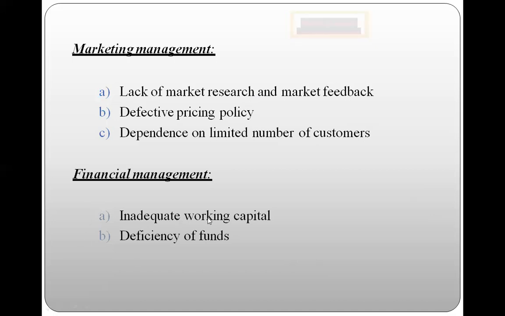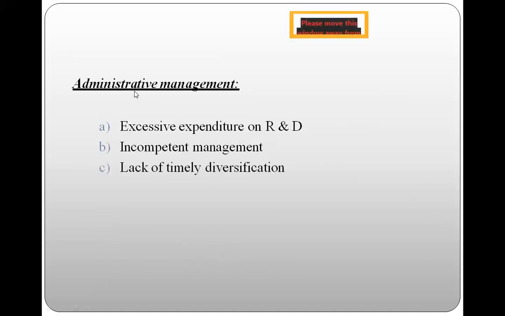Financial management: inadequate working capital and deficiencies of funds. Next is the administrative management: excessive expenditure on research and development. So funds are not being utilized properly. The proper proportion of the funds is not used. On research and development, expenditure is more. On production, expenditure is less. These kinds of problems come under administrative management. So the money is not being properly utilized. Incompetent management, lack of timely diversification.